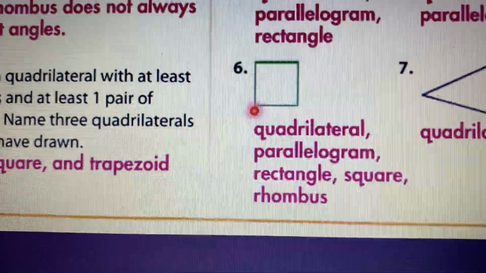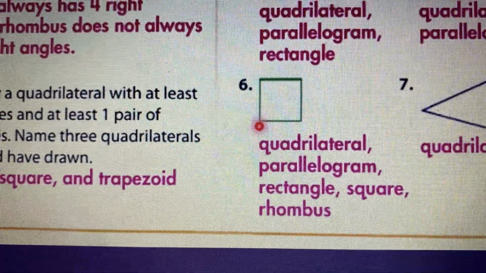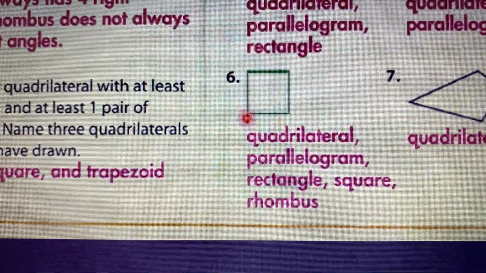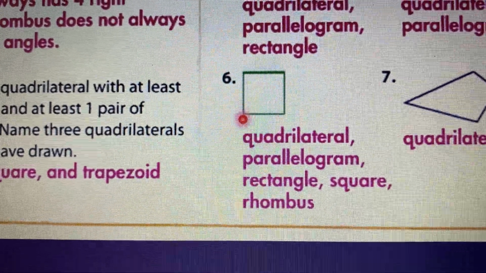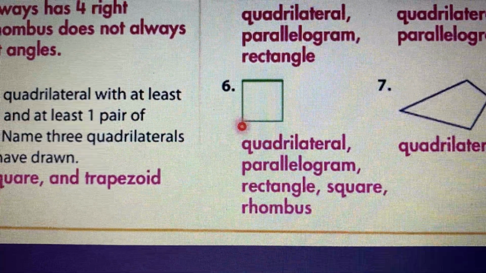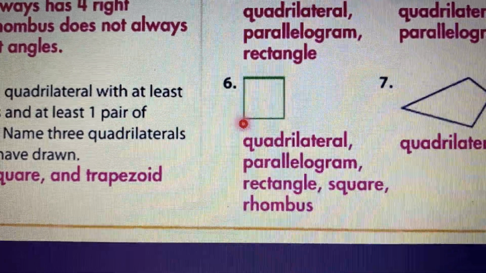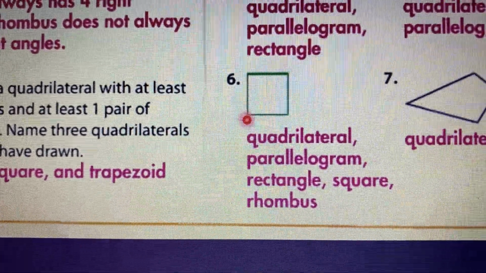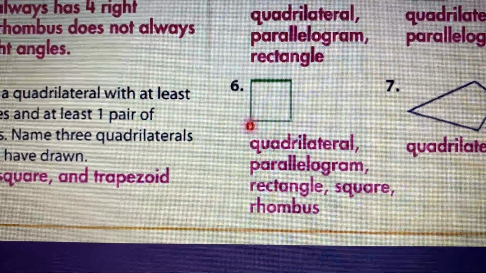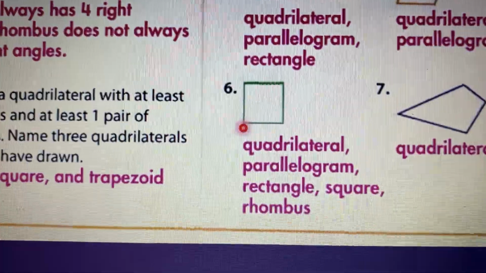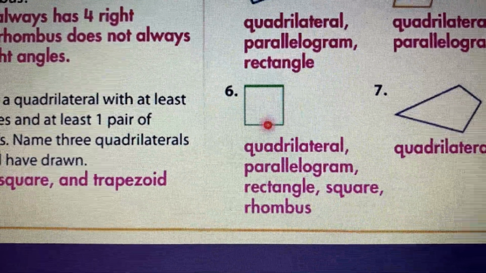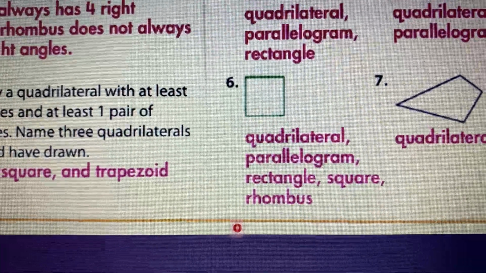Look at number 6. First, when I look at it, it's a square. Of course, it's a square. Is it a rectangle? Yes. Do you remember when you were young, we always used to say that each square is a rectangle? Each square is a rectangle. Is it a parallelogram? Yes, it is, because I have two pairs of parallel sides. And also it's a rhombus. Why?